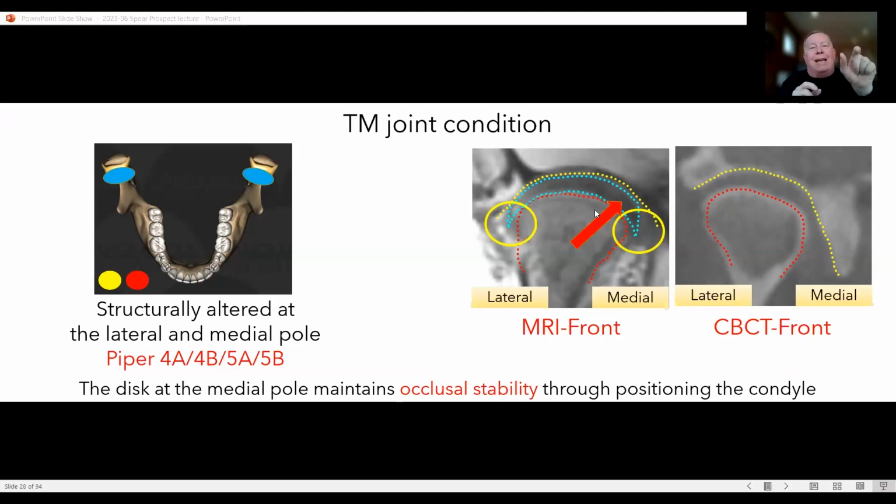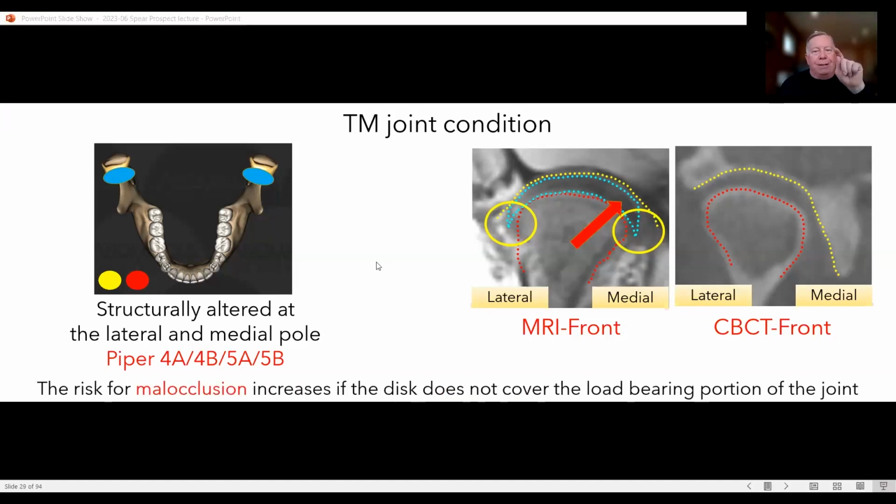Think of the plastic on the inside of your refrigerator door that holds the cold air in. The disc is kind of the same thing. It's a soft tissue material that positions the condyle three-dimensionally in the joint socket. So we have a bite that closes to the same place every time. If the disc is not covering the bone at the area where it maintains the vertical dimension, we have an increased risk for a malocclusion.